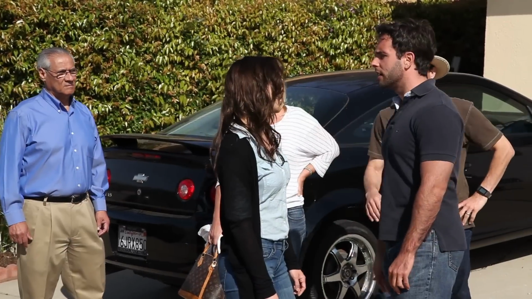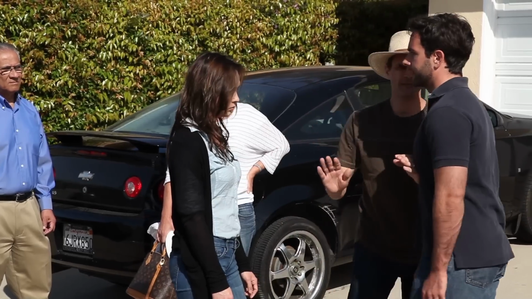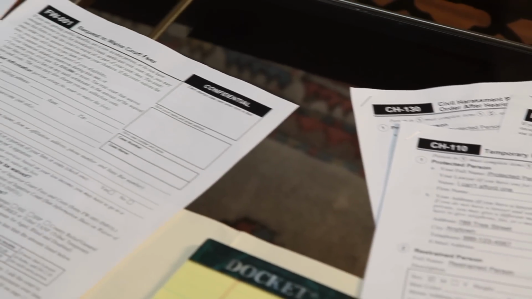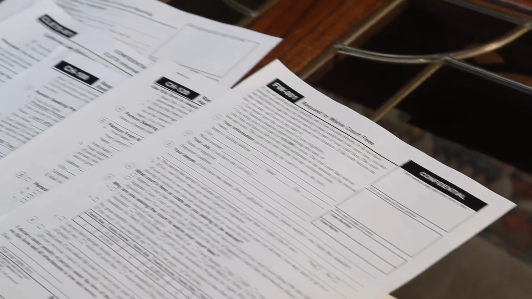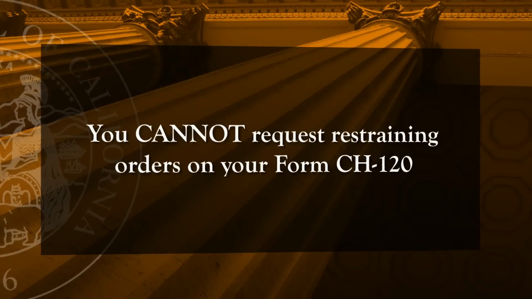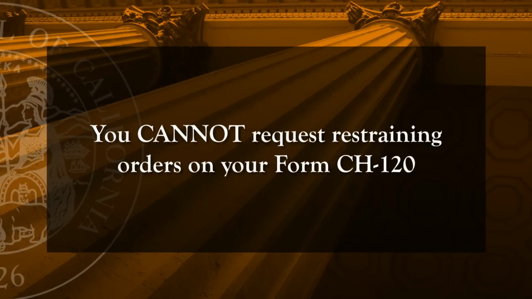If the protected person has harassed you, you can ask the court for restraining orders protecting you from that person. To do this, you must complete the forms and follow the procedures that were discussed earlier in this chapter. You cannot request restraining orders on your Form CH-120.